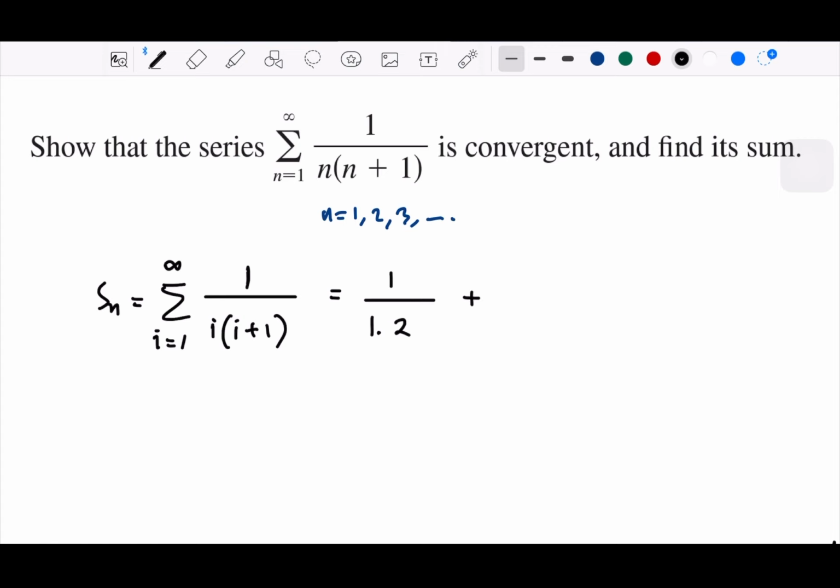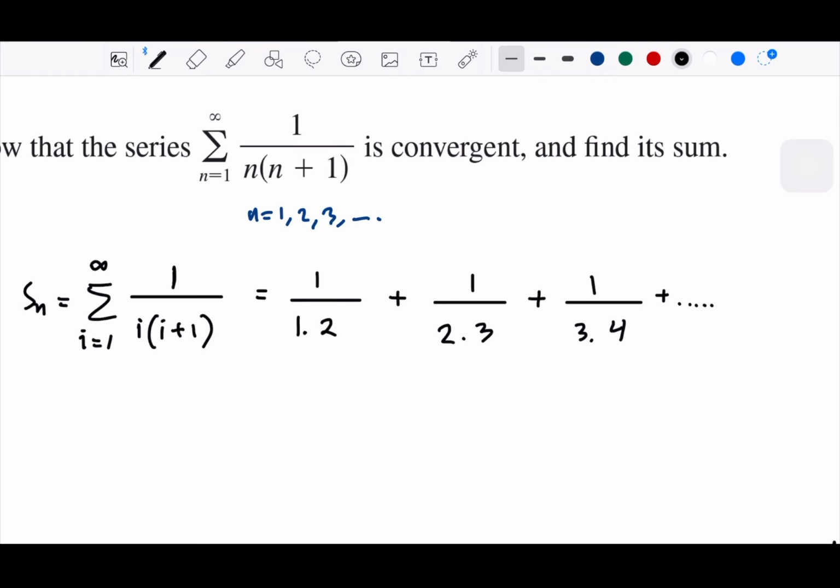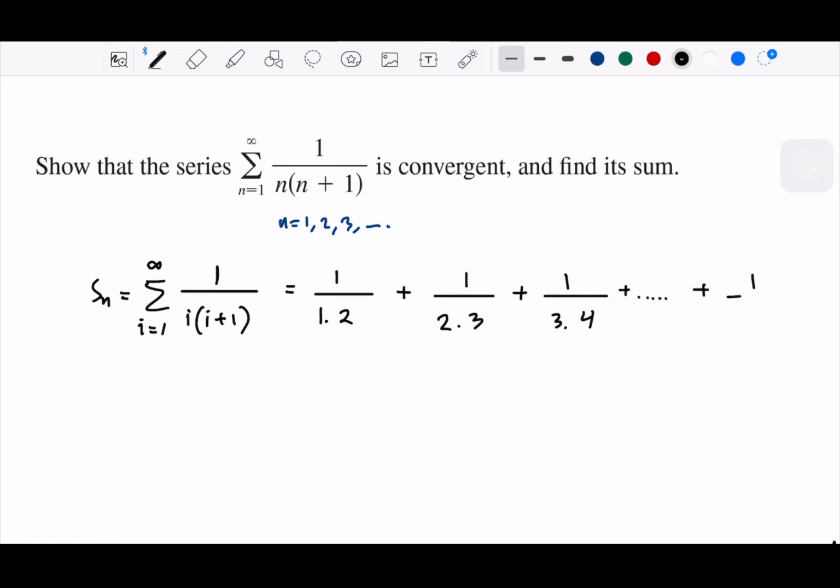And then plus, let's try 2. 2 plus 1 is 3, so it's 2 multiplied by 3. And then you could take another one, 3 multiplied by 4. And then you will see all the numbers left. Let me just make a conclusion that the last term will be n multiplied by n plus 1.